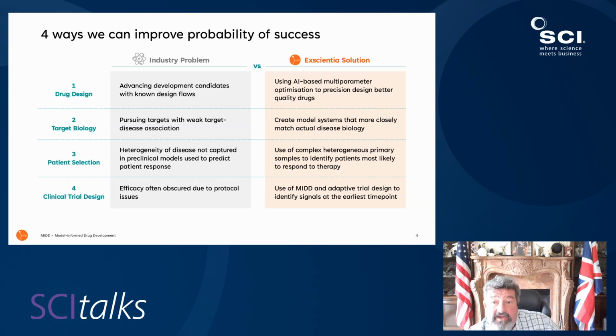Target biology. We have 2 approaches here. The first is an in silico AI approach to come up with better predictive associations of a target with disease pathology. And second, to have very close-to-human preclinical models to ensure the accuracy, or the likely probability of success in the clinic.